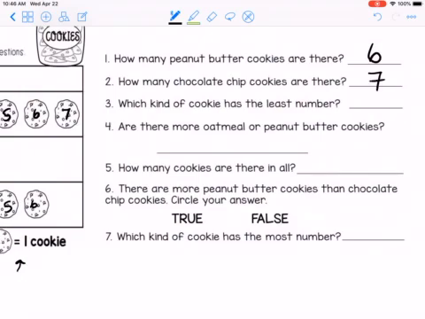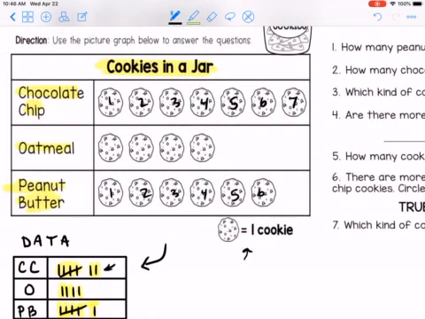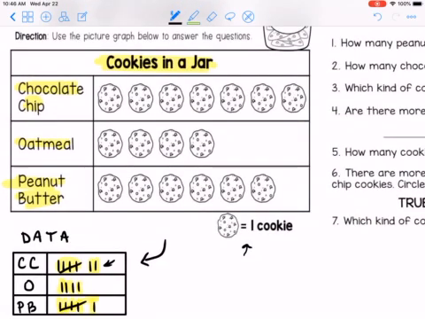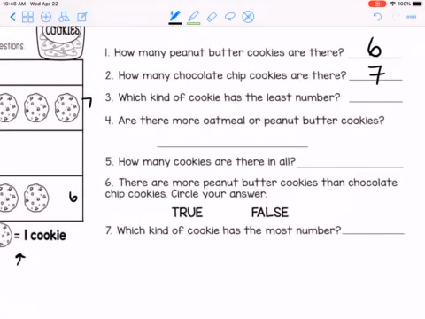Which kind of cookie has the least number? The least number. That means the smallest amount. We know that chocolate chip has 7, peanut butter has 6. We can count our oatmeal. 1, 2, 3, 4. 4 is smaller than 7 and 6. So we would say oatmeal.